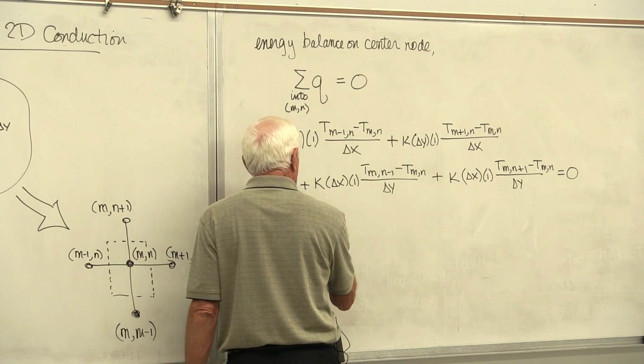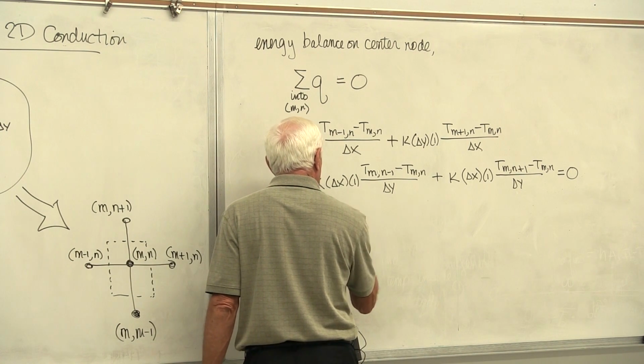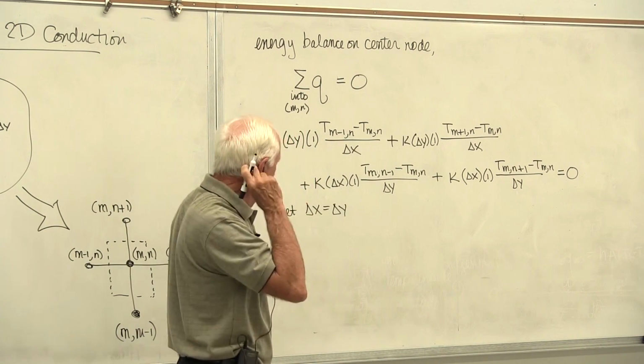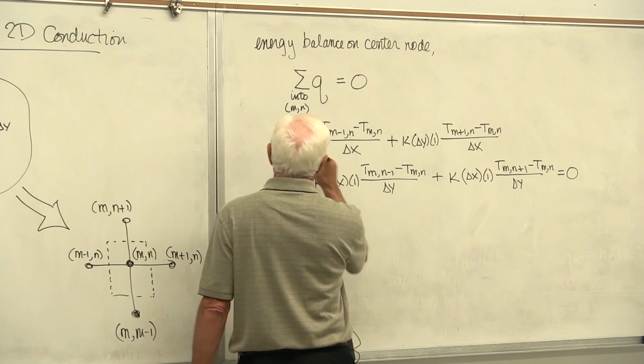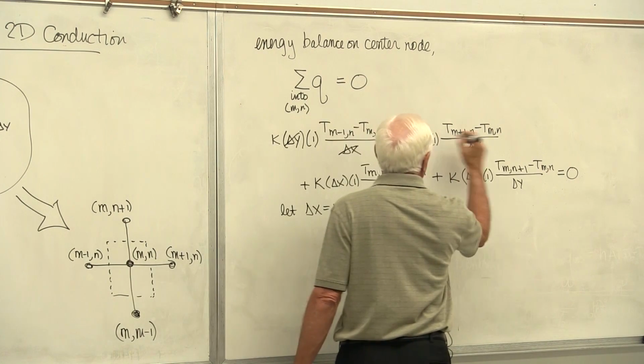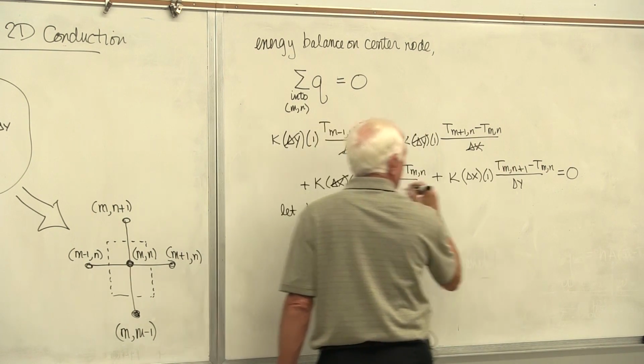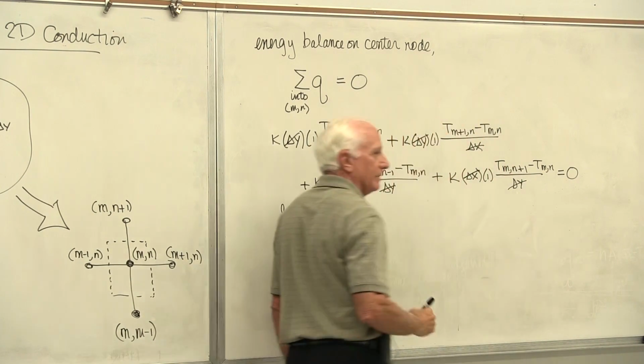Okay, now I'm going to make life easy. Let this be a square grid. Delta x equals delta y. Let it be a square grid. That's good, because now delta x, delta y, they disappear.